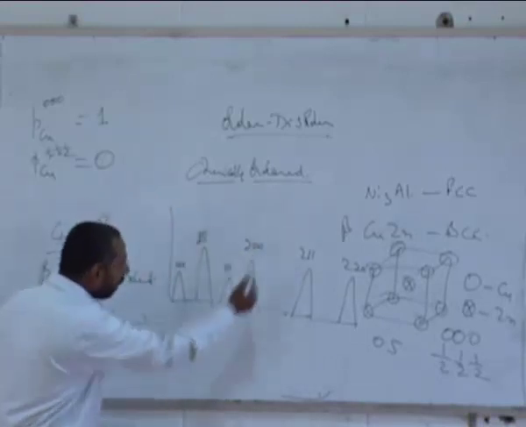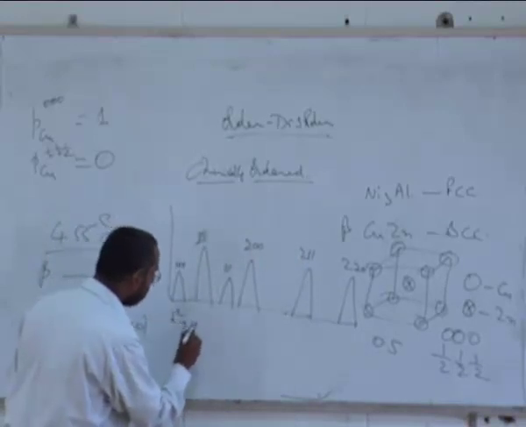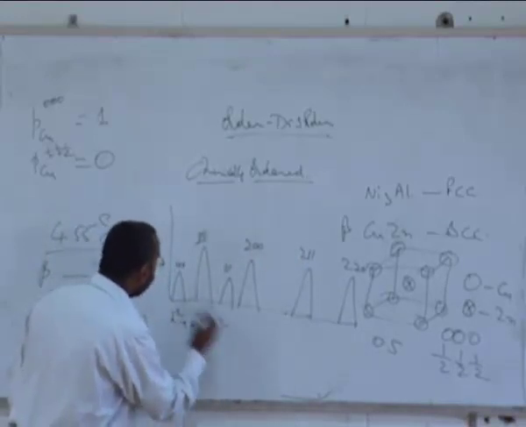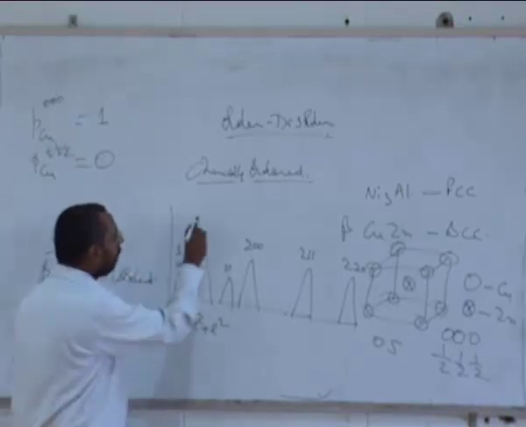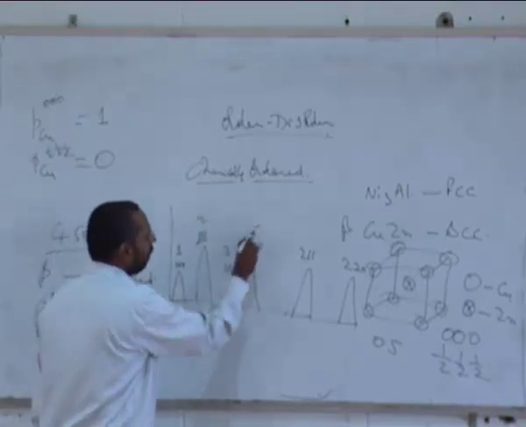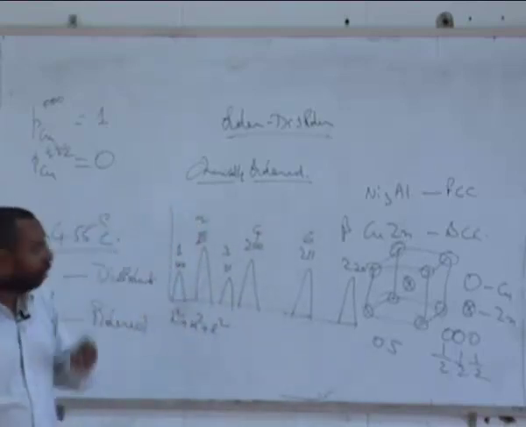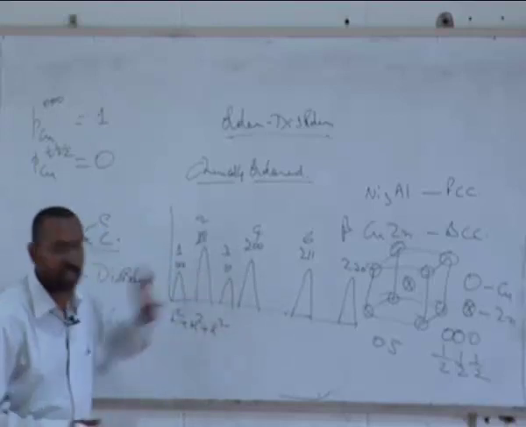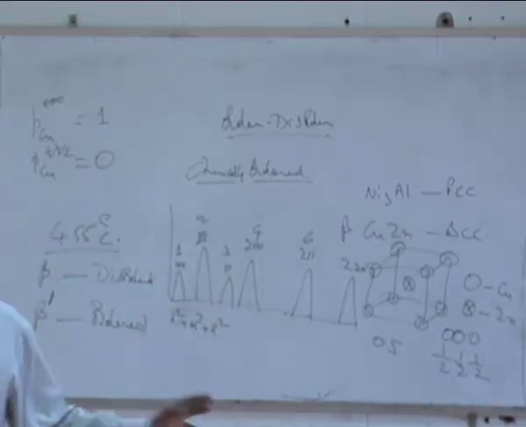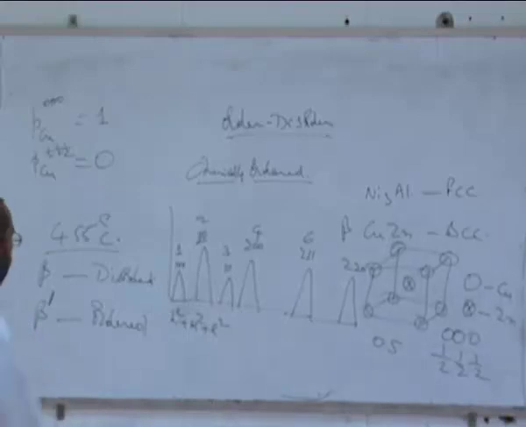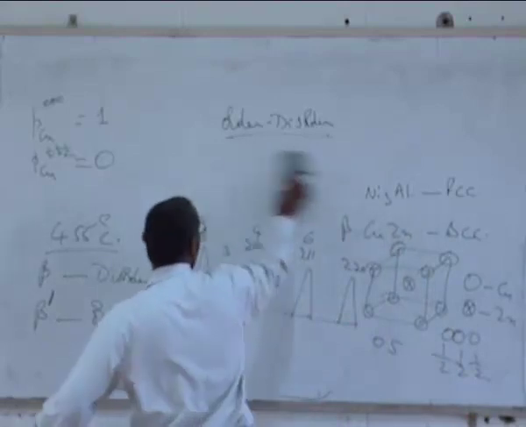If I look at how the h square plus k square plus l square is increasing, you see for this h square plus k square plus l square is 1. For this it is 2. For this it is 3. For this it is 4. For this it is 6. Right? So originally these two peaks were not there in a disordered material. But the moment it becomes ordered, you see these two peaks. And the intensity of these two peaks comes from a parameter called structure factor.